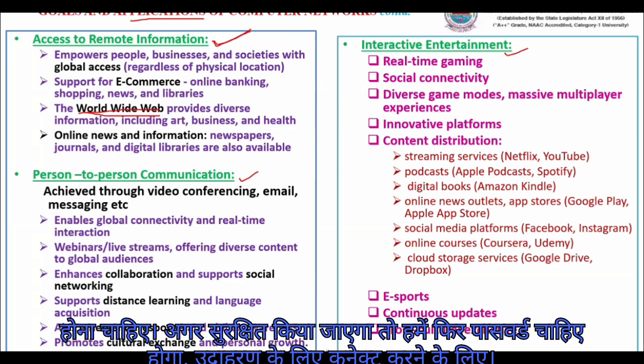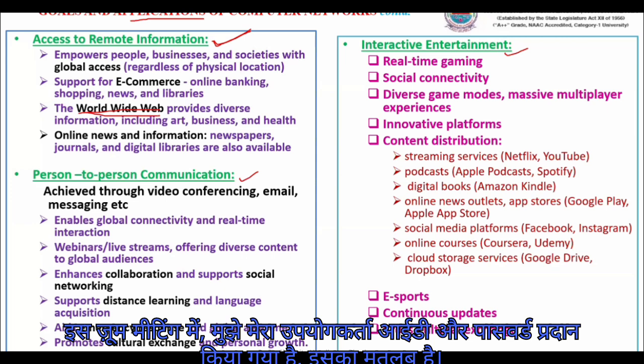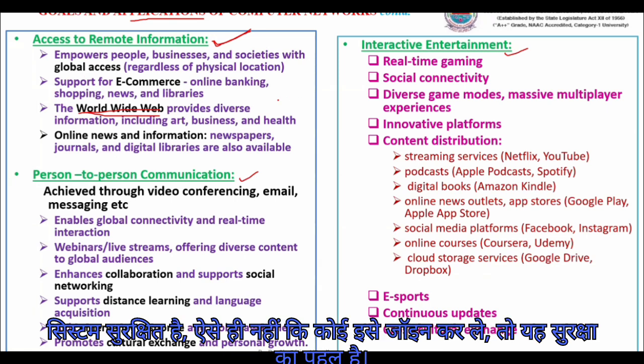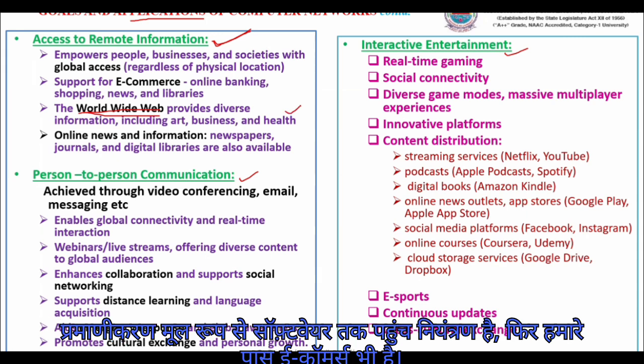It should not be secured. If it is secured, then we need a password and so on. For example, for connecting to this Zoom meeting, I have been provided with my user ID and password. So that means the system is secure. It is not that just anybody can join it. So that is the security aspect: authentication, basically access control to a software.